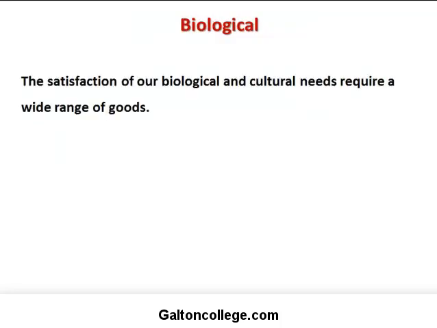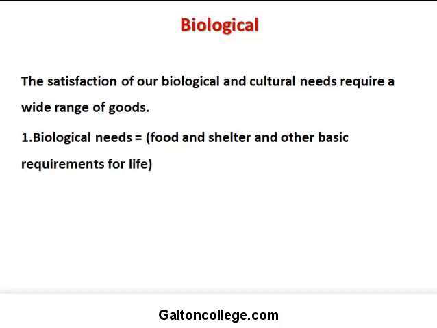It could be biological. The satisfaction of our biological and cultural needs require a wide range of goods. Biological needs could be, as I said, food, shelter, other basic requirements for life. And that could be the basis for our needs. We go shopping because we have a need to satisfy food requirements. We go shopping to buy items for our homes to make them more comfortable.